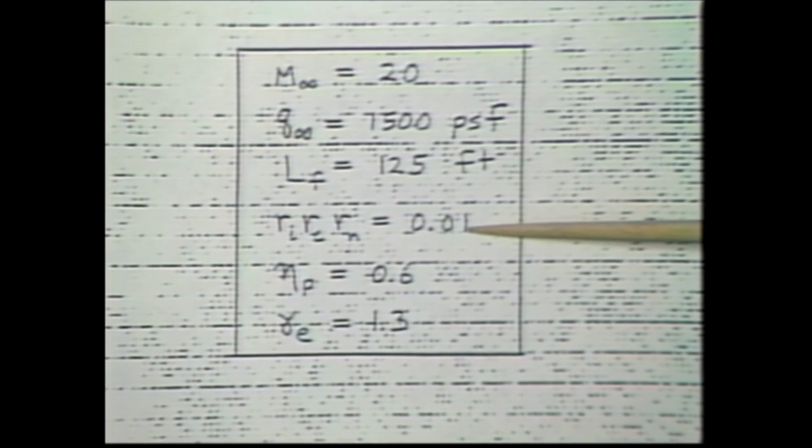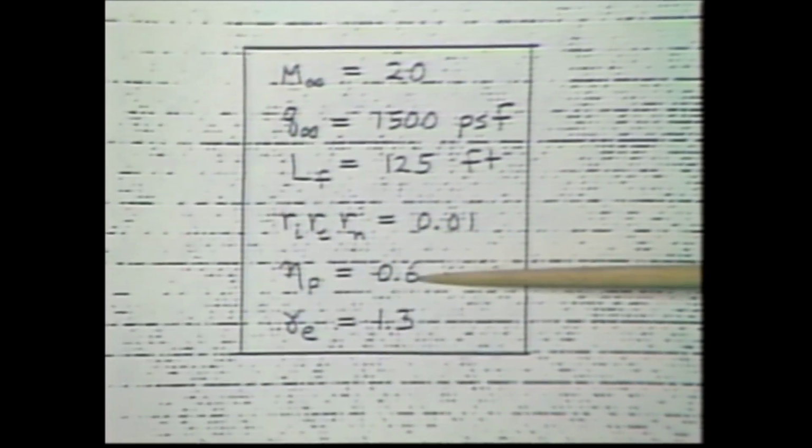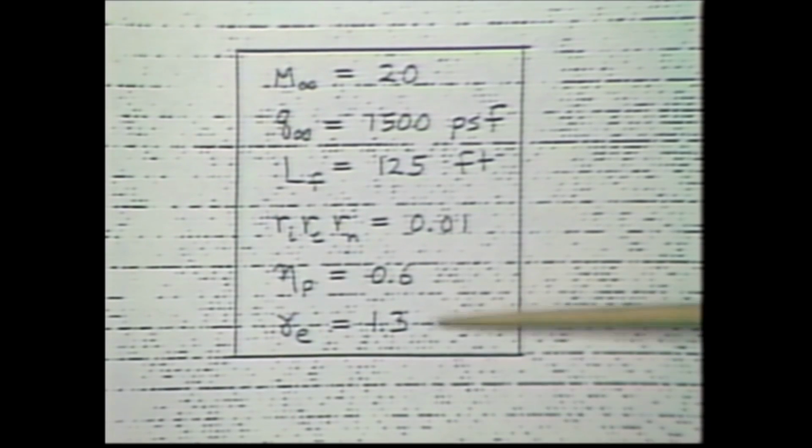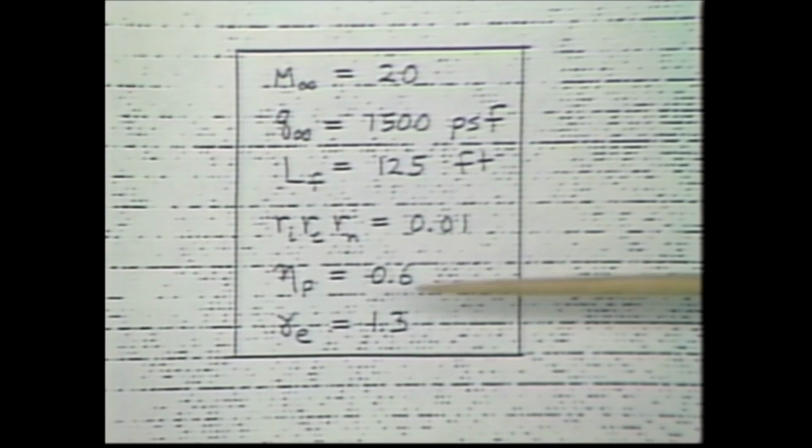Effective specific impulse. This was done at Mach 20 at a free stream dynamic pressure of 1,500 pounds per square foot, forebody length of 125 feet. These R's are total pressure recoveries in the inlet, combustor, nozzle. 1%. You do lose a lot of total pressure, as Dr. Lewis pointed out. Propulsive efficiency of 0.6, which is probably high. You'll see that in a little bit. And ratio of specific heats of 1.3.